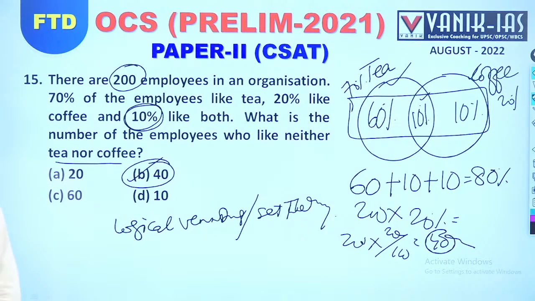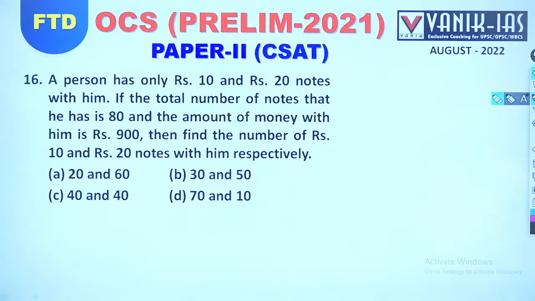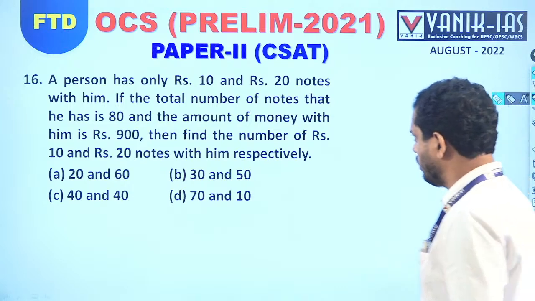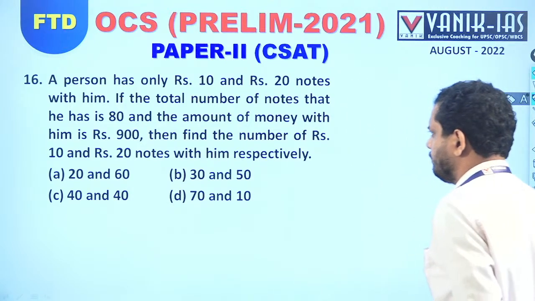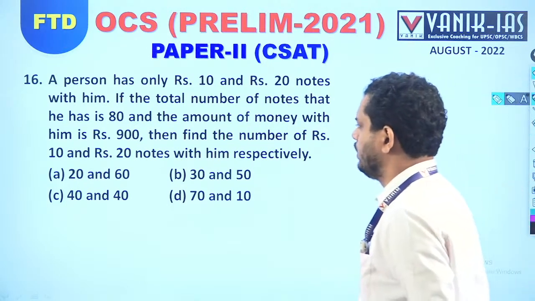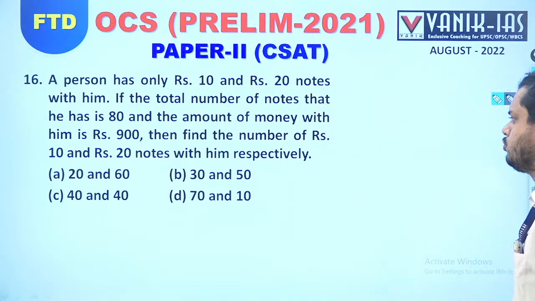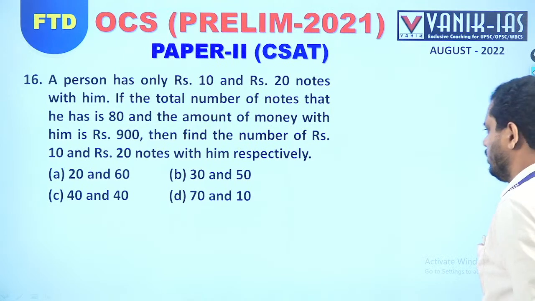And very next question is 16, friends. Here it is the next question. A person has only 10 and 20 rupee notes with him. If the total number of notes that he has is 80 and the amount of money with him is rupees 900, then find the number of rupees 10 and rupees 20 notes with him respectively.